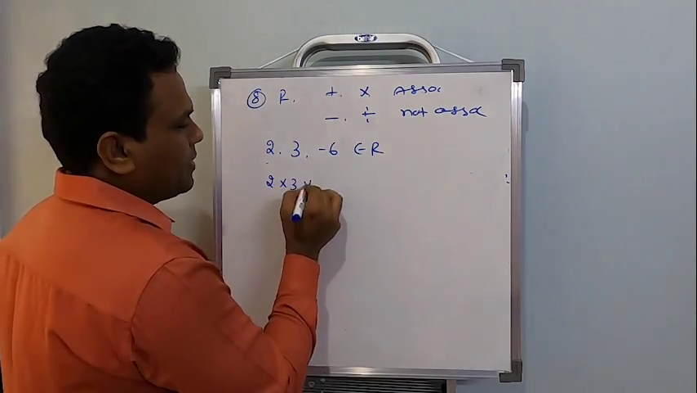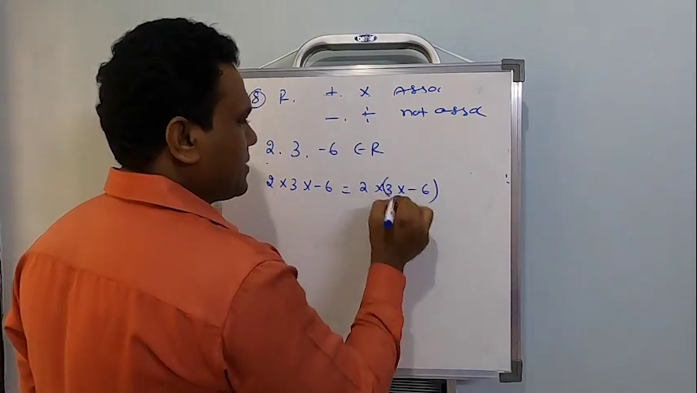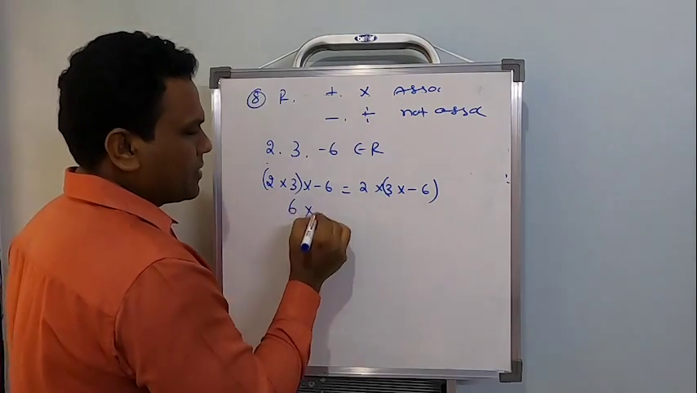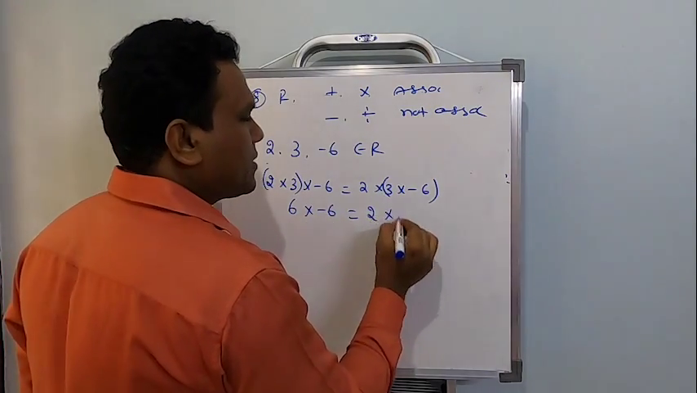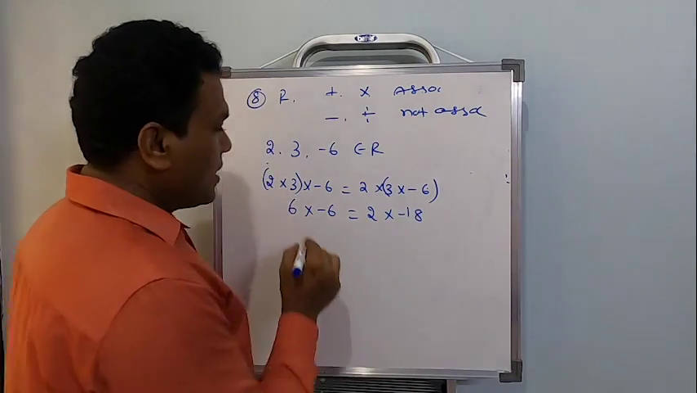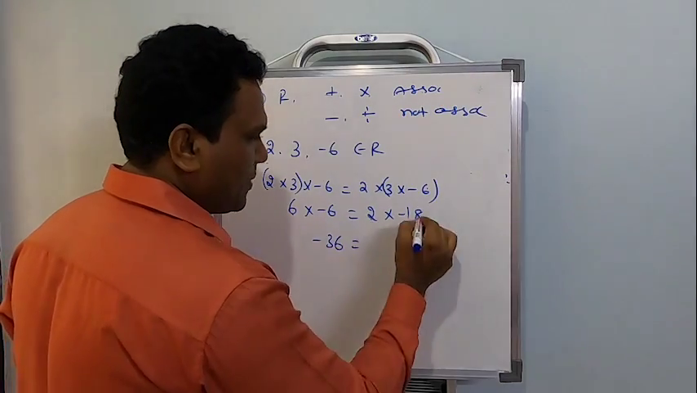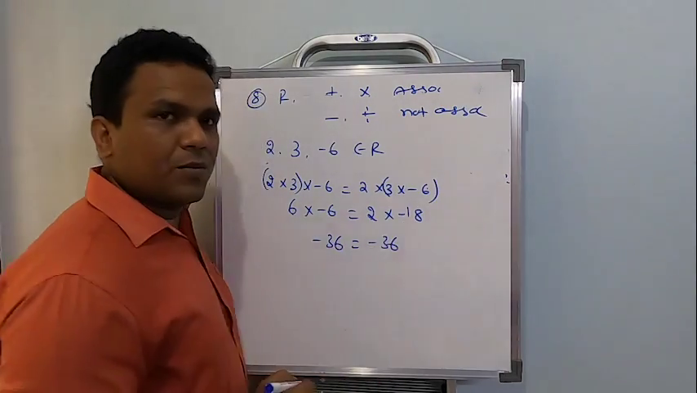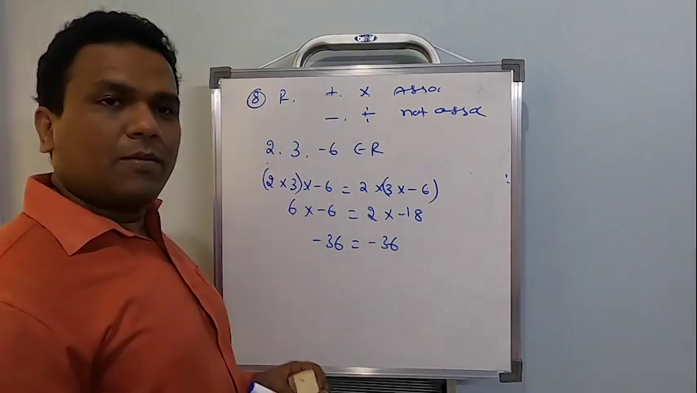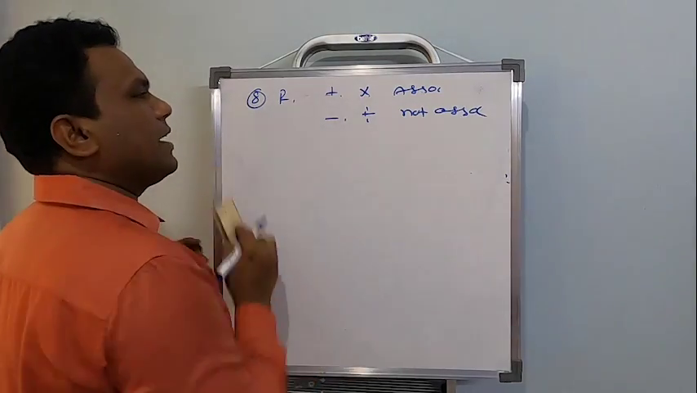2 multiplied by 3 multiplied by minus 6, and 2 multiplied by 3 multiplied by minus 6. Associate these two. So 2 multiplied by 3 is 6. Now again this is 3 multiplied by minus 6, that's going to be minus 18. 6 multiplied by minus 6 is minus 36, and 2 multiplied by minus 18 is minus 36. One example to just show that. Now clearly multiplication is also associative on the set of all real numbers.